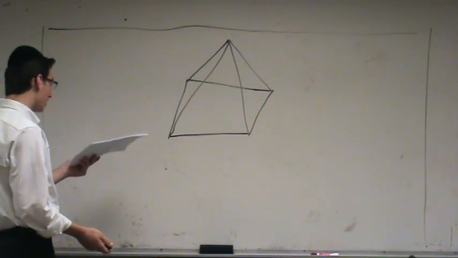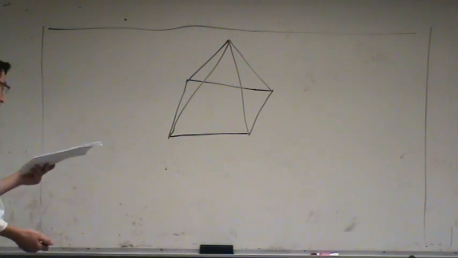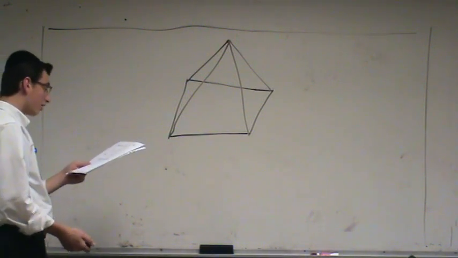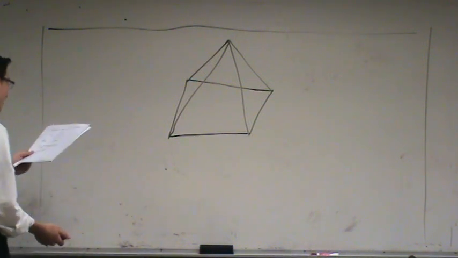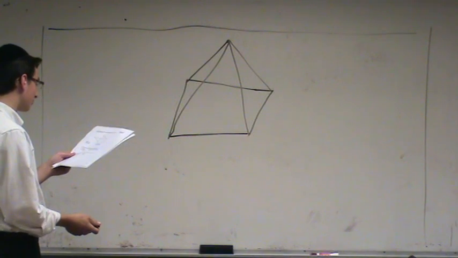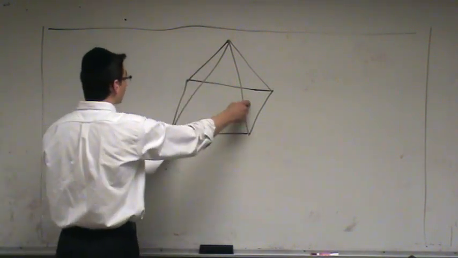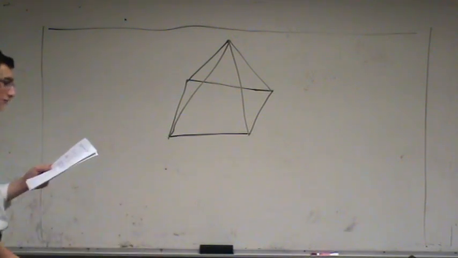1. Squares. It can't be true because squares don't make up a pyramid. 2. Rectangles. Rectangles don't either make up a pyramid. 3. Congruent right triangles. It's not right triangles, so it can't be true. So the only possible answer is 4. Congruent isosceles triangles. All of these are congruent isosceles triangles.